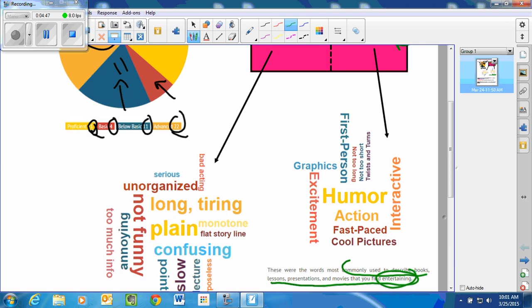The number 1 answer, humor. The number 2 answer, action. And then very close following behind it, you liked things that were exciting, interactive, fast-paced, things with cool pictures. You also said you like cool graphics, first person, not too long, not too short, twists and turns.